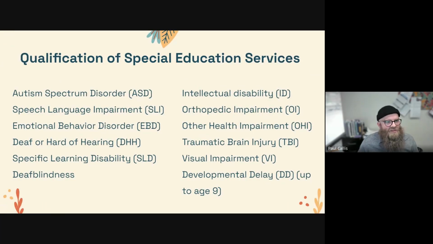Here's a list of the qualifications for special education services. I'm not going to read them all. The ones that you'll see mostly are specific learning disability, speech and language impairment, other health impairment, which is coupled with a medical diagnosis, and this will include a lot of our students with ADHD, and then ASD, autism spectrum disorder. We do have students with all of these within the district.